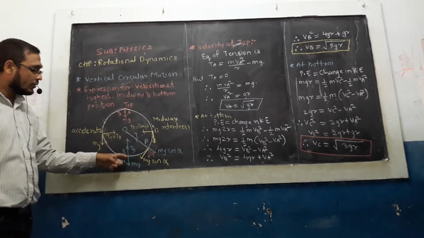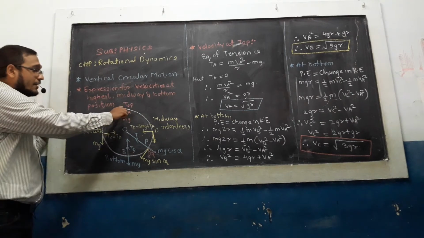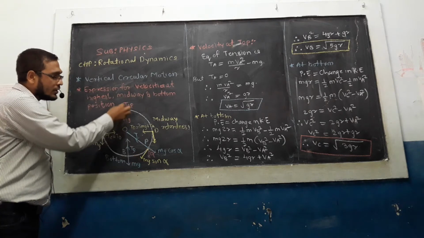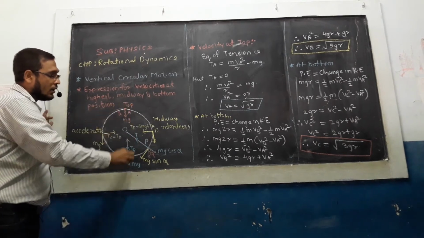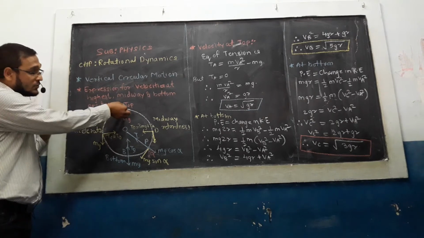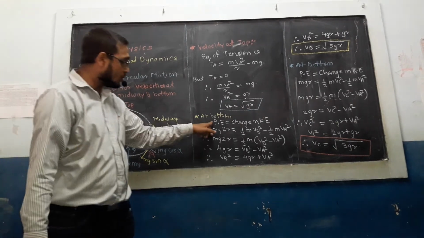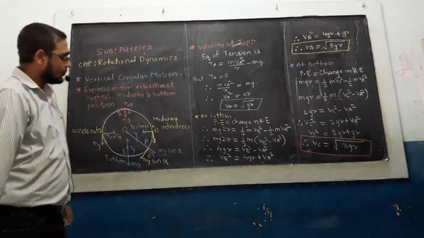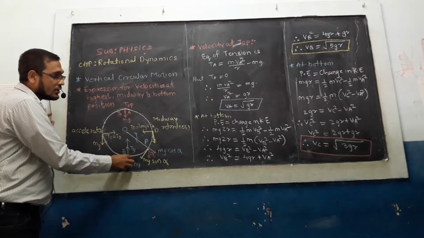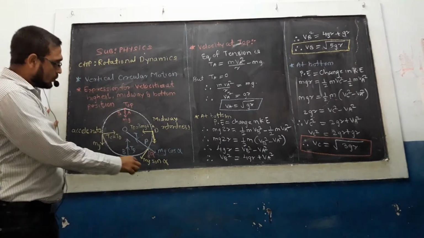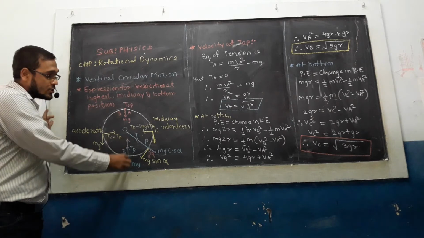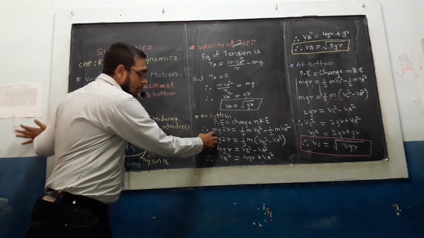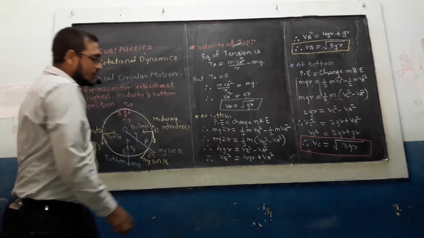Now we have to find velocity at bottom. Now the particle is at top, and from top the particle comes to bottom. So there is a change in the velocity, so there is a change in the energy. Change in potential energy is equal to change in kinetic energy. What is the potential energy formula? mgh. What is the height here? R plus R, that is 2R. So mg into 2R is equal to change in kinetic energy.